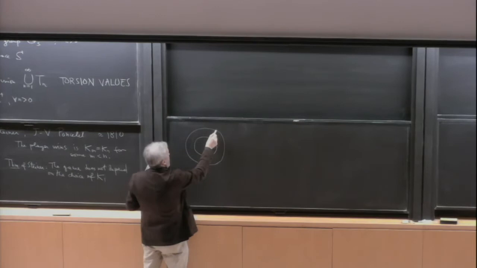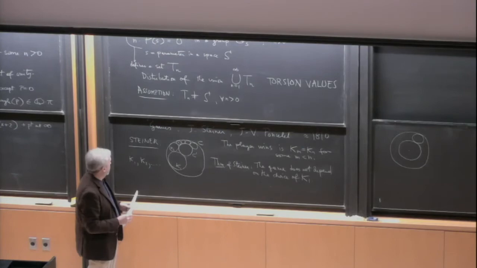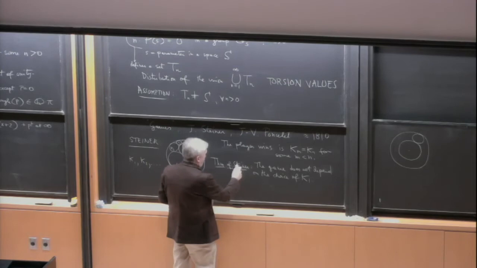Then, of course, there is every choice is symmetric, and it is clear that whatever we choose, this does not depend on the choice. Actually, I don't prove the theorem of Steiner, but it is not difficult. The idea of Steiner was to reduce to the concentric case by using inversion.